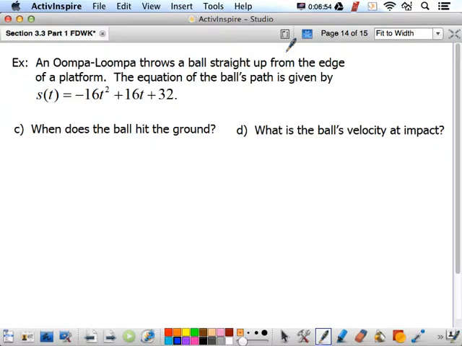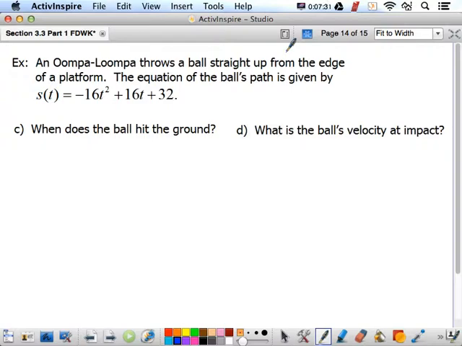So continuing with the same problem, we now want to find out when the ball hits the ground, because that's kind of when this function ceases to be an appropriate model. Did you guys understand that? Like that s of t equals negative 16t squared plus 16t plus 32, that's only going to work in this situation from the moment that the Oompa Loompa throws the ball until the moment the ball hits the ground. Once it hits the ground, we can't go beyond that time. So we say it has a very restricted domain. It's going to start at a time of 0 and go until it hits the ground. Make sense?